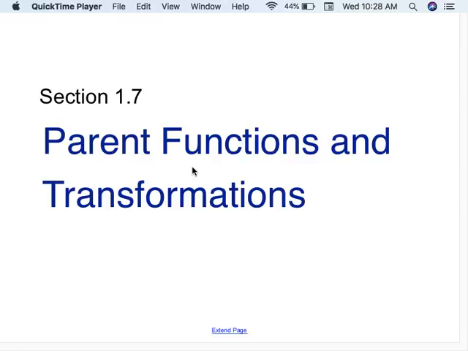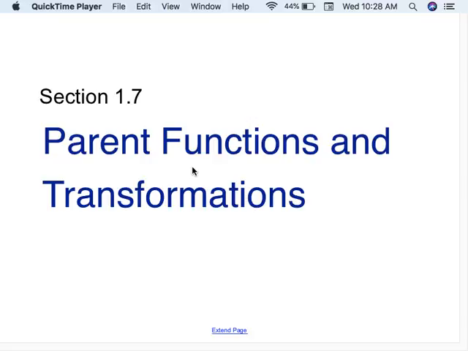Okay, so this is section 1.7. It's parent functions and their transformations. The quiz that you're taking this Friday is over sections 1.5 to 1.8. So we're going to do notes tomorrow on different operations with functions, and that'll also be included on the quiz.